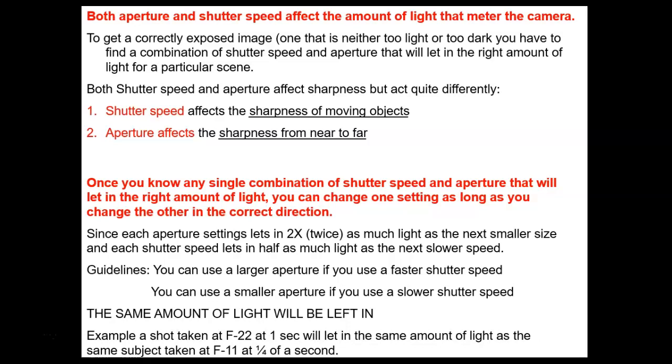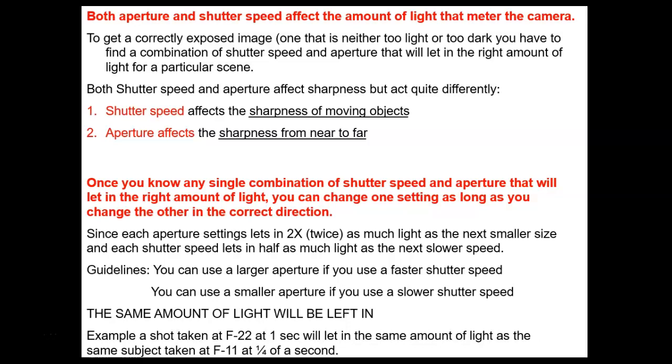Since each aperture setting lets in twice as much light as the next smaller size, and each shutter speed lets in half as much light as the next slower speed, here are some guidelines to think about. You can use a larger aperture if you use a faster shutter speed. You can use a smaller aperture if you're using a slower shutter speed.